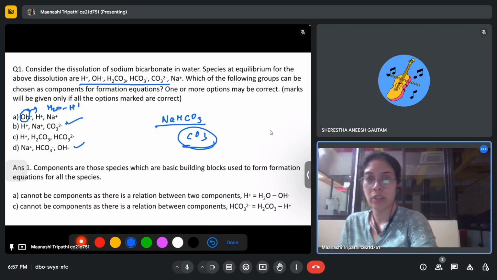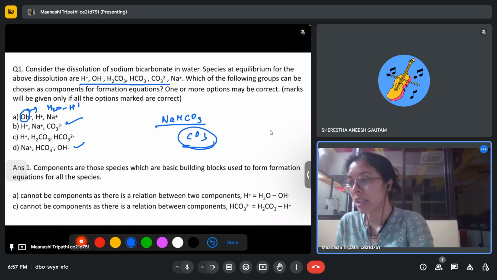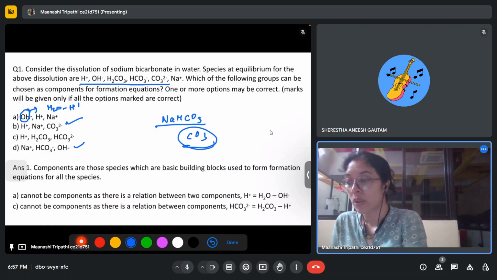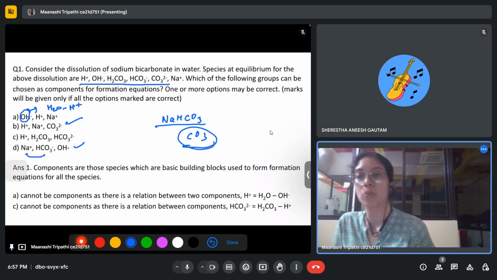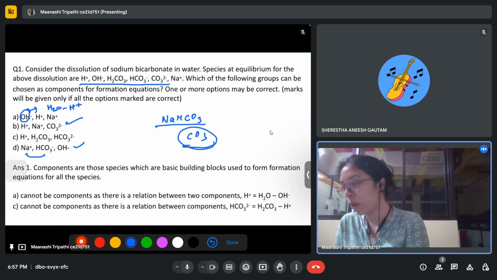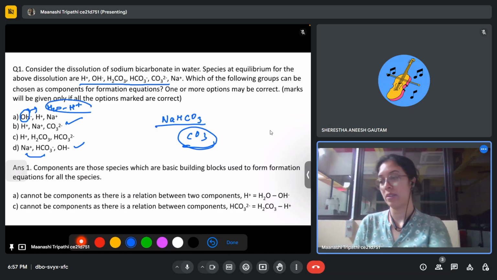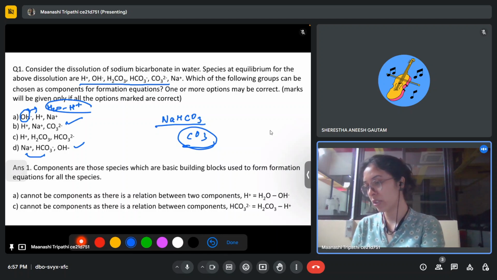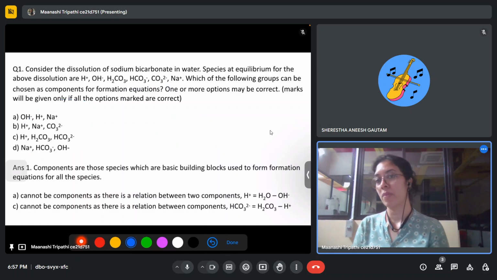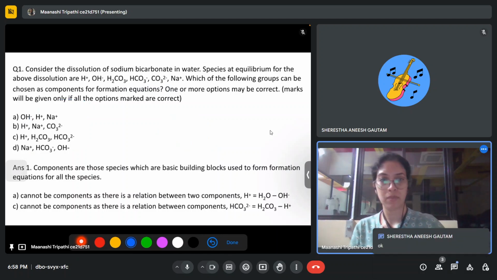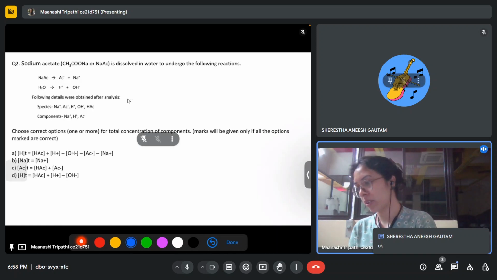The important point while writing species is that it should contain all the components, the minimum components. Apart from that, there should not be a relation between the two. For OH and H plus, there is this relation, so it cannot be considered as a group of components. Moving towards the next question.